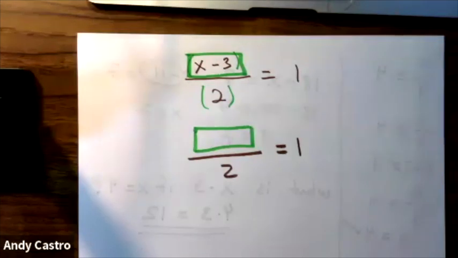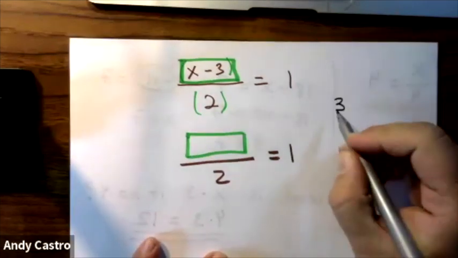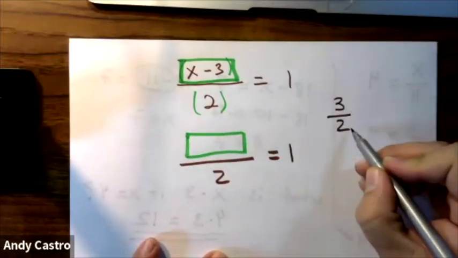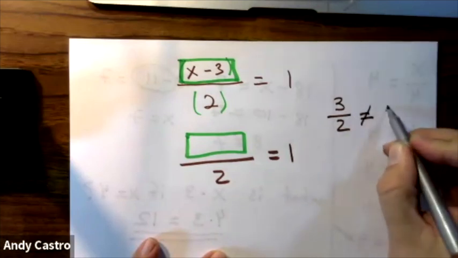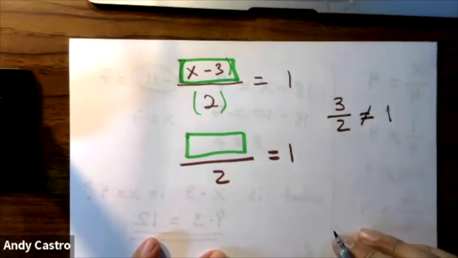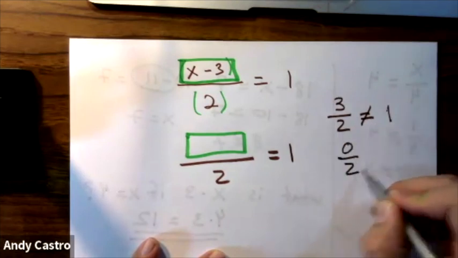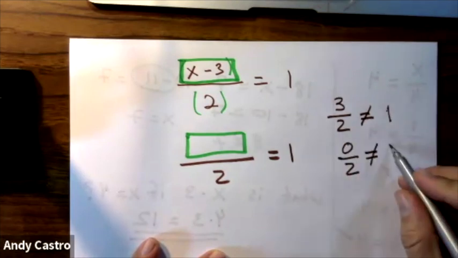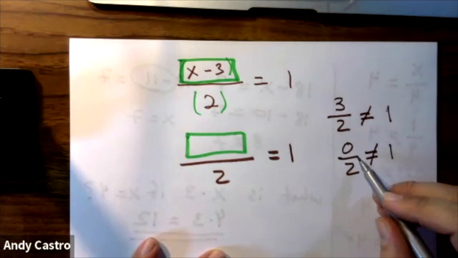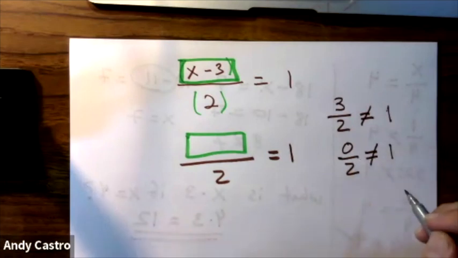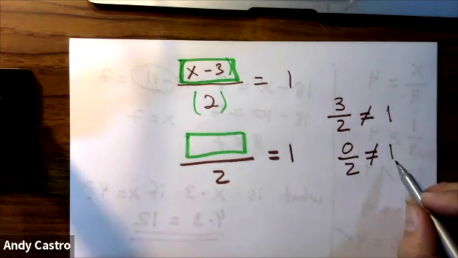All right, so somebody said 3. If I take 3 and divide that by 2, that is not going to equal 1. Someone said 0. If I take 0 and divide by 2, that's going to equal 0. So it's not going to be 1.